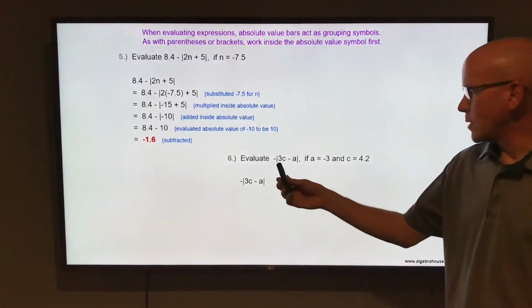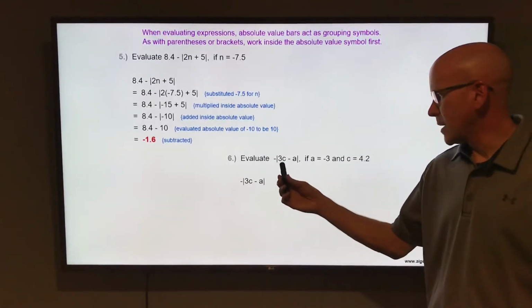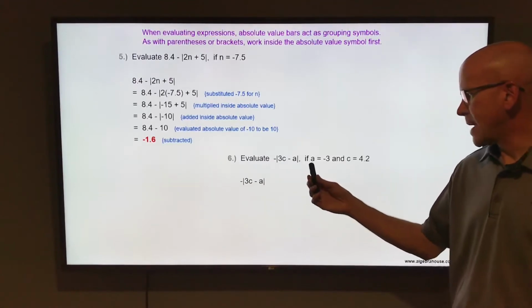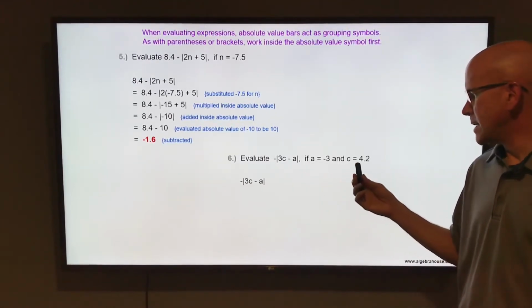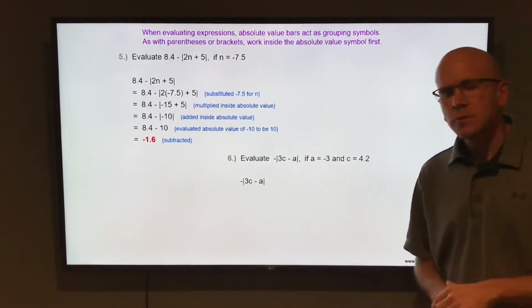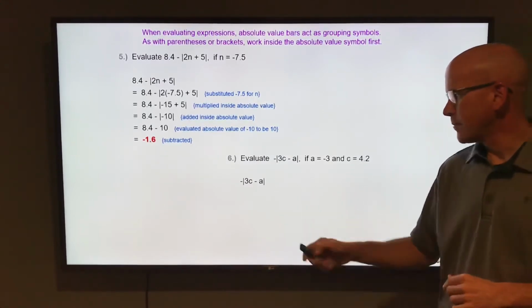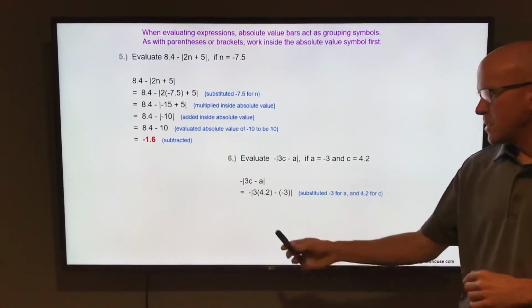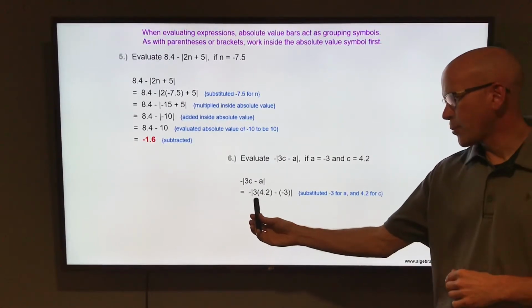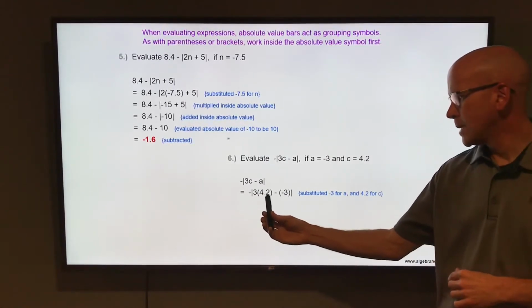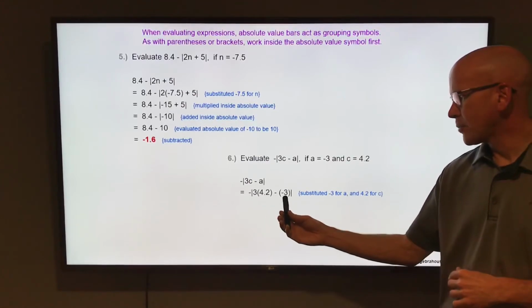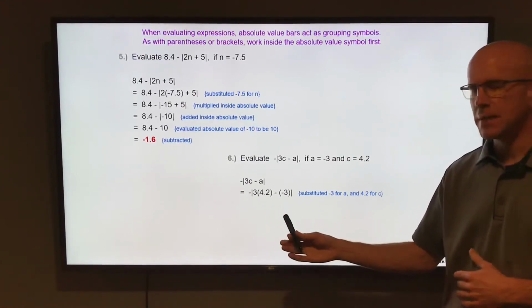Next, we're going to evaluate the negative of the absolute value of 3c minus a if a is negative 3 and c is 4.2. So to start this, we're going to substitute negative 3 in for a, and then 4.2 in for c as well. This would be the negative of the absolute value of 3 times 4.2 minus a negative 3. Watch your signs. A lot of negative signs involved here.